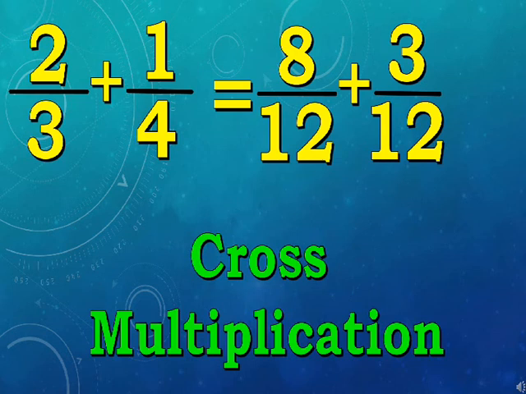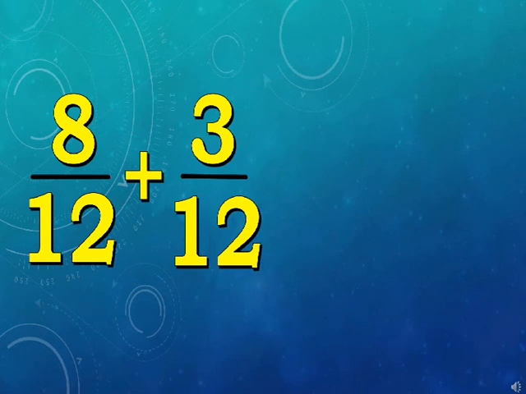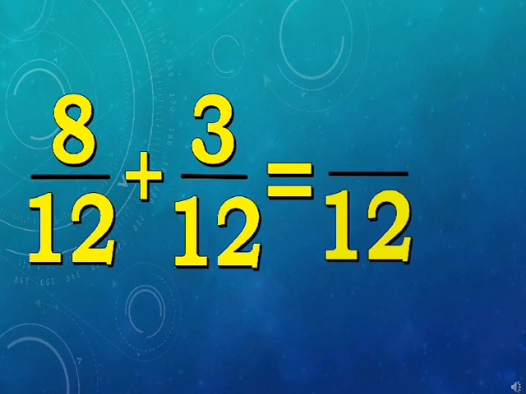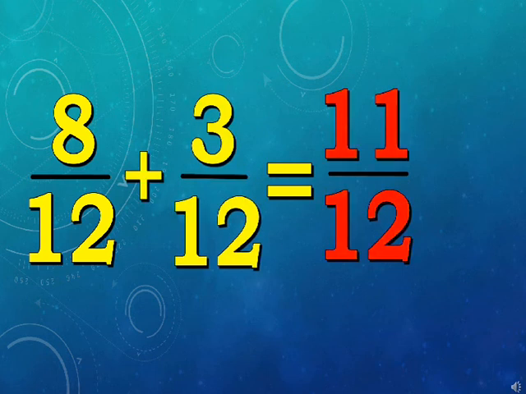By using cross multiplication, we can now add them because the denominators are similar. We will just copy the denominator and add the numerators. To add the numerators, 8 plus 3 is 11. If we add 8/12 plus 3/12, it is equal to 11/12. We can now add them because the denominators are similar. We will just copy the denominator.